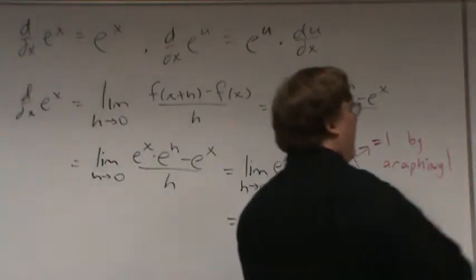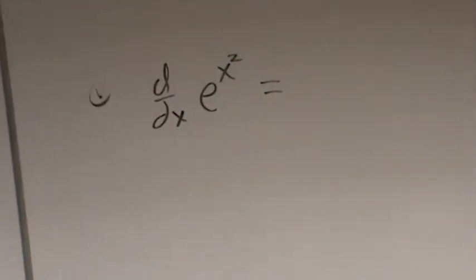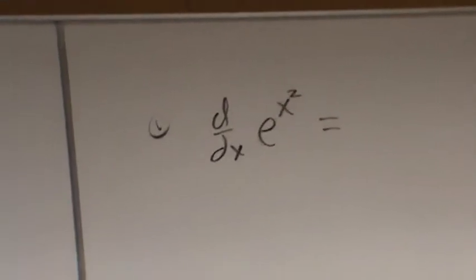So here we go. Please do this problem. Give me the derivative of e to the x squared. Good luck. I'll give you a hint. The derivative of e to the x squared is e to the x squared. It's that simple. Okay, good luck. Except, don't forget to multiply by the derivative of x squared.